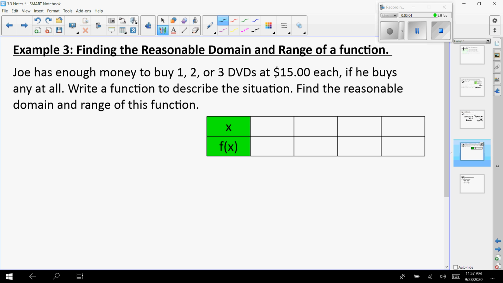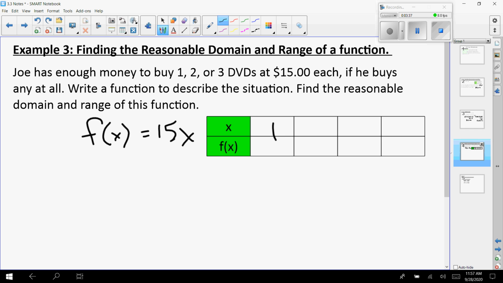Example 3 is finding the reasonable domain and range of a function. Joe has enough money to buy 1, 2, or 3 DVDs at $15 each, if he buys any at all. We need to write a function to describe the situation and then find the reasonable domain and range of this function. So our function is that the DVDs are $15 each. So we have 15x as our function.